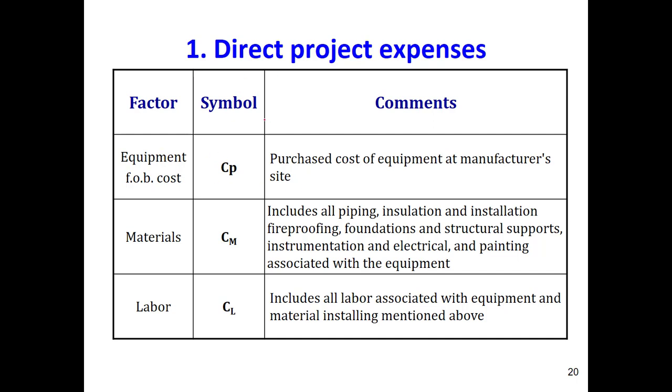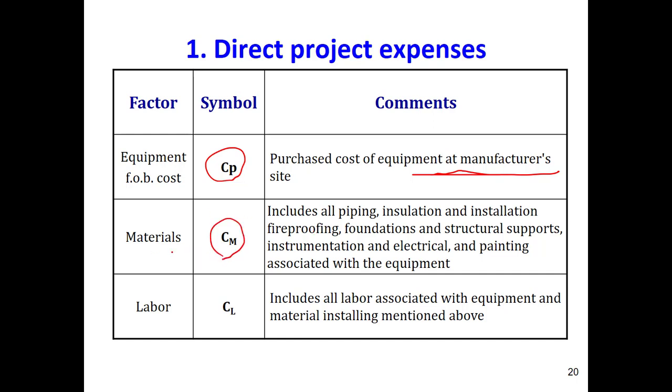So direct expenses are those expenses that you can see here. Equipment fabrication cost, the cost of equipment. It's the purchase cost of equipment at the manufacturer's side. Let's say you buy a heat exchanger from a company, then you have to bring that heat exchanger to your plant. So this is the price of equipment. CP is the price of equipment on the manufacturer's side. We don't consider in this factor the transportation, if you have to import it from another country, the taxes that you have to pay, and some other expenses.